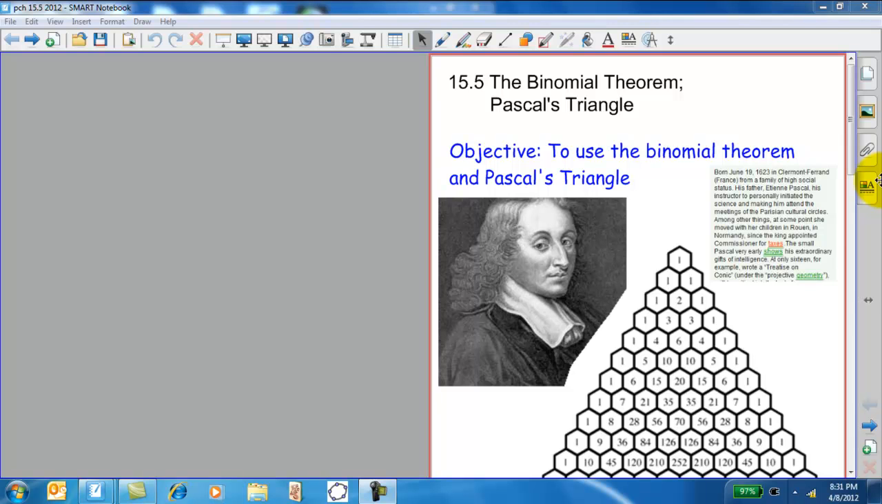Hello, pre-calc honors students. Here we are with the binomial theorem and Pascal's triangle. And there's Blaise Pascal, born way back in 1623, and he came up with this amazing idea of how to use this triangle.